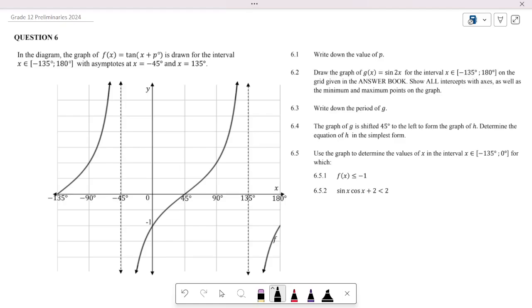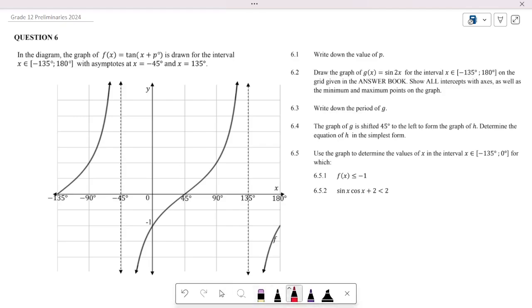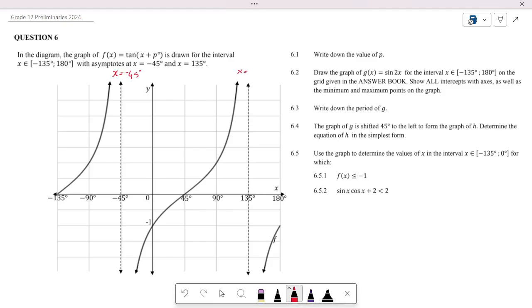In the diagram, the graph of f(x) = tan(x + p) degrees is drawn for the interval x is an element of the closed interval from negative 135 degrees until 180 degrees. And then over here, they say with asymptotes at x = -45 and x = 135 degrees. Okay. Now, what they are telling us is that we have asymptotes over here. We have an asymptote over here at x = -45 degrees. And we have an asymptote here at x = 135 degrees.